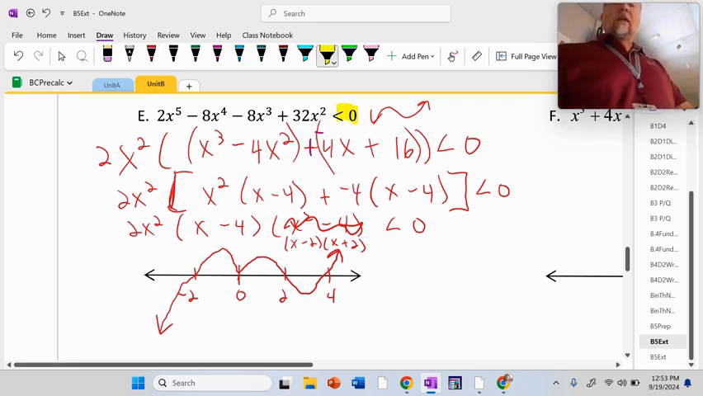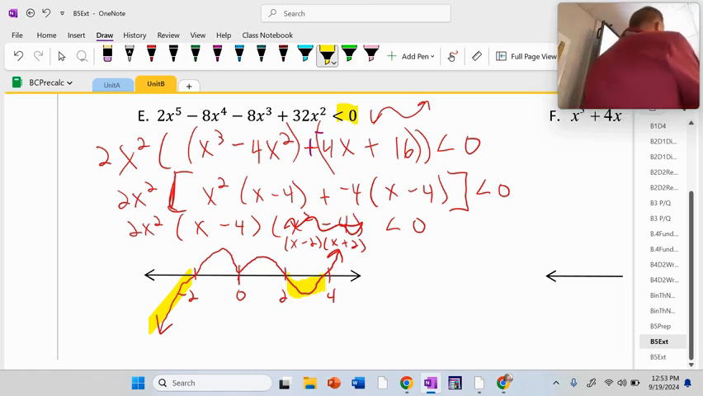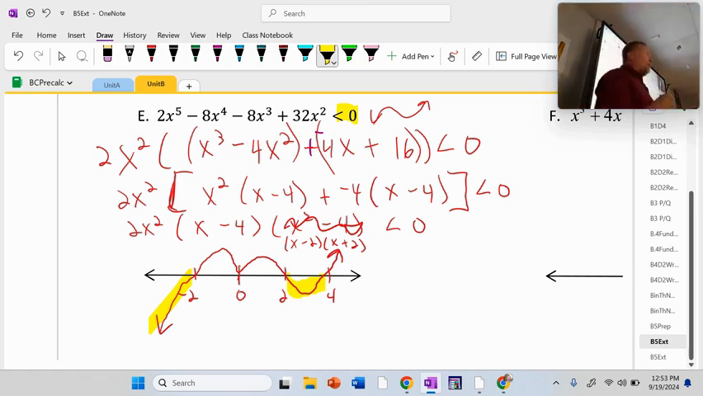Less than, where am I looking, above or below? Below. Not even including that 0, so it's just below and below. Doesn't have an equal sign, so I could skip through that 0. Right there as being a 0. So it's -infinity to -2 and then 2 to 4.